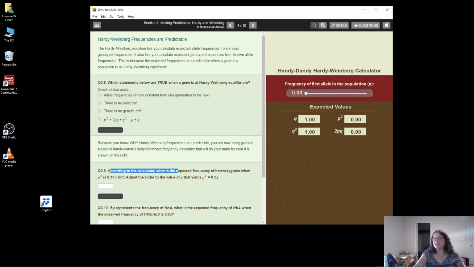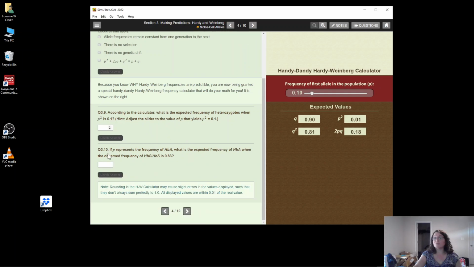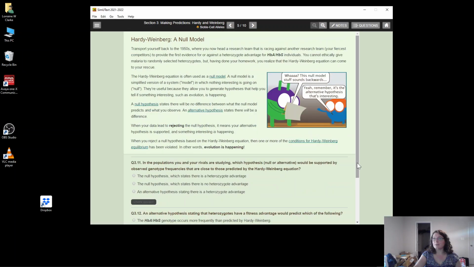All right. So let's calculate what's the expected frequency of the heterozygotes when p squared is 0.1. All you have to do is say p is 0.1. Oh, look at that. Q is 0.9. Q squared is 0.81. P squared is 0.01. 2pq is 0.18. All those things we figured out already, okay? Play with the slider here, okay?